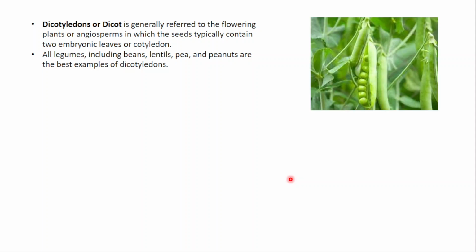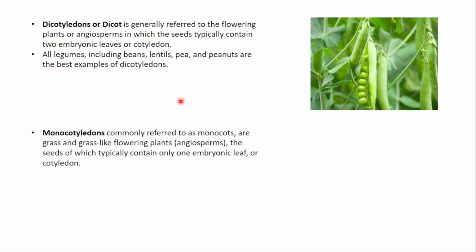So here is the representation of pea plant. If you burst open a pea seed, you will see two cotyledons or two halves of a seed. So these plants are known as dicot. And dicots are generally angiosperms or flowering plants. Whereas monocotyledons, commonly referred to as monocots, are grass and grass-like flowering plants, the seeds of which typically contain only one embryonic leaf or cotyledon.